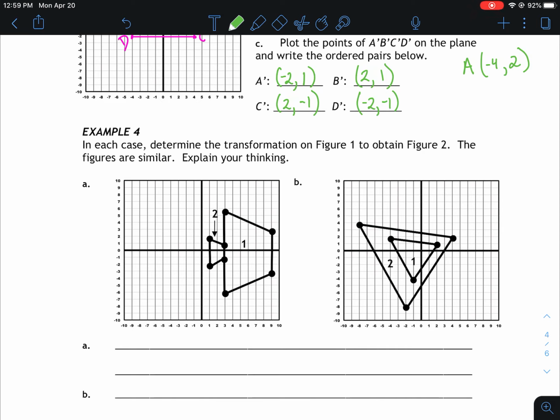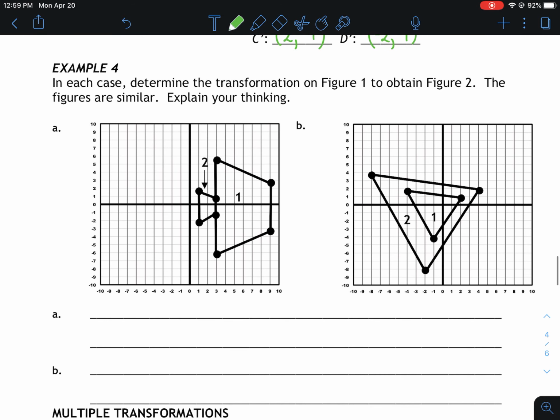Okay, our last part here, example 4, determine the transformation from figure 1 to figure 2. Remember that our types of transformations are translations, which are slides. Reflections are flips. There are rotations, which means we're going around in a circle, either clockwise or counterclockwise. And then there is our new one, which is a dilation.